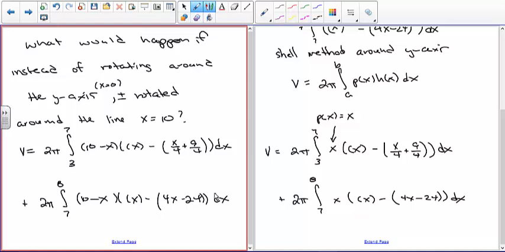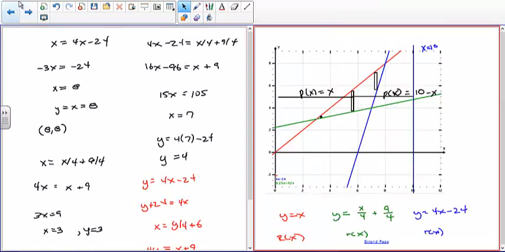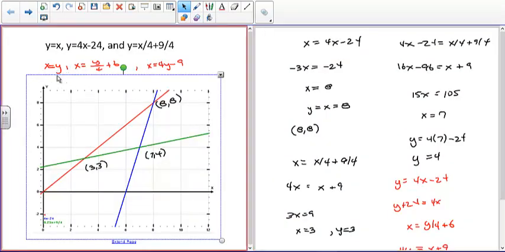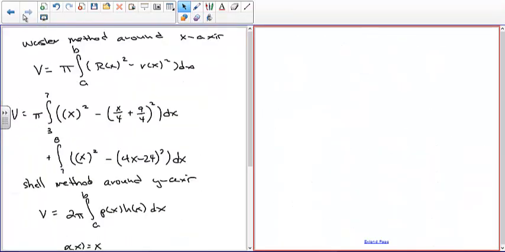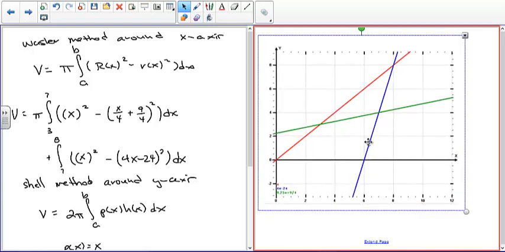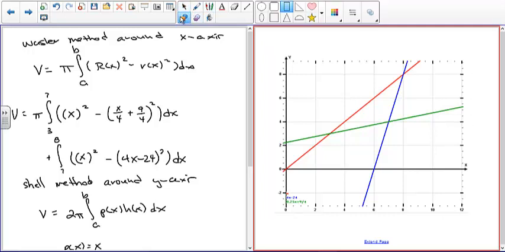Okay, so let's go to the next page. So now we're going to do the same thing, but we're going to go the other orientation. So let me grab a copy of this thing. So now what we're going to do is, instead of having vertical rectangles, we're going to have horizontal rectangles.